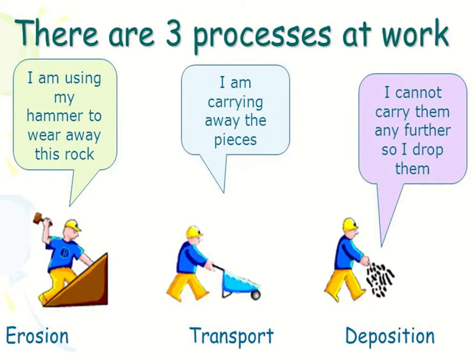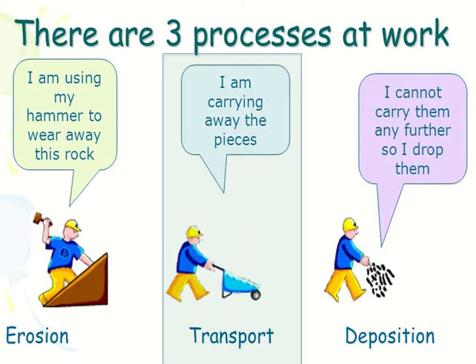So, if you recall, when we were looking at the coastline, I told you there are three processes at work along the coastline. And to make that a bit easier for you, I did this silly diagram with these builders. So we have erosion, transportation, and deposition. Last half term, we looked at the process of erosion. And I'm using my hammer to wear away this rock. Today, we're going to be looking at the process of transport or transportation, and then in the lessons next week and beyond, we will be looking at the process of deposition.